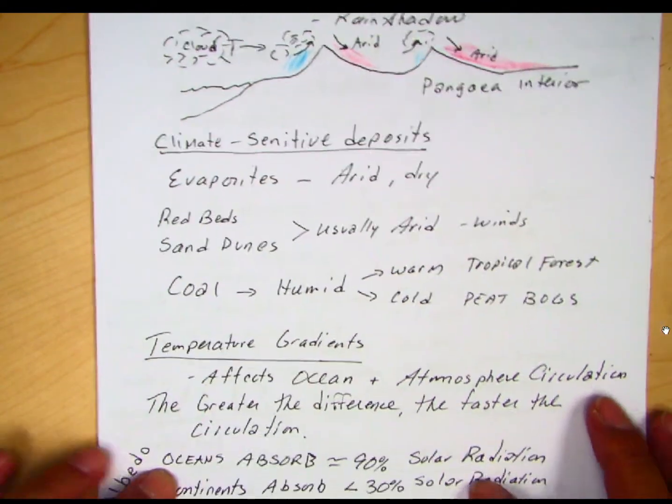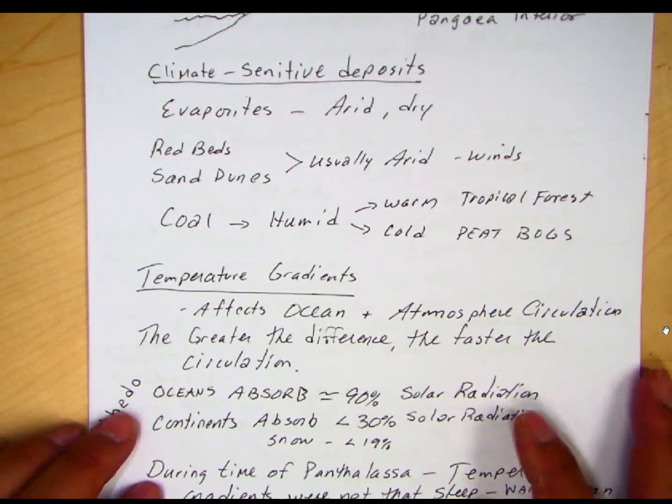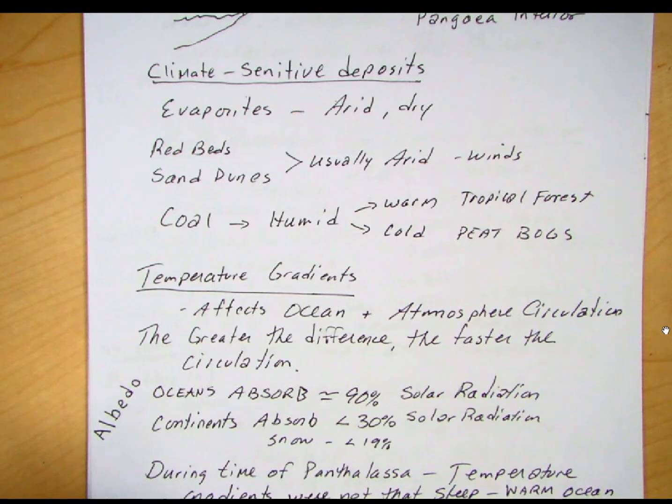We also look at these climate-sensitive deposits. When we see evaporites, like gypsum or sylvite, we know we're arid and dry. Red beds and sand dunes can occur just about in any environment, but usually when we see large deposits of these, we're looking at arid environments where we're seeing winds. Coal needs humid conditions, whether it's tropical or cold like peat bogs.